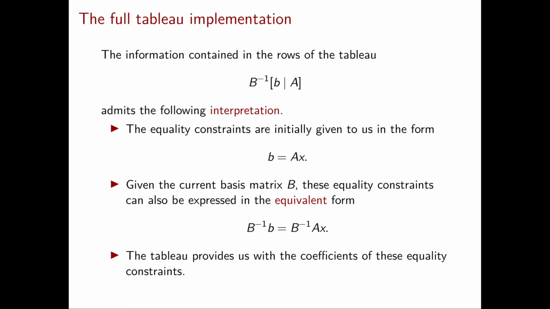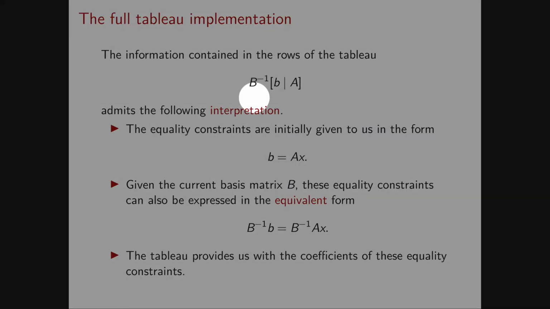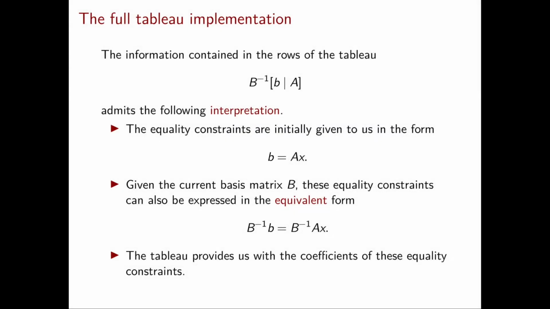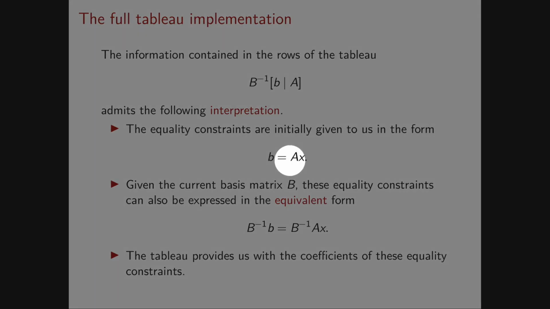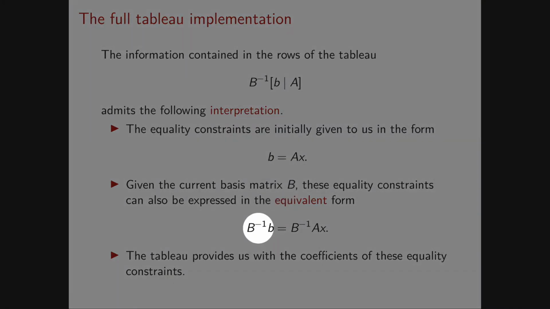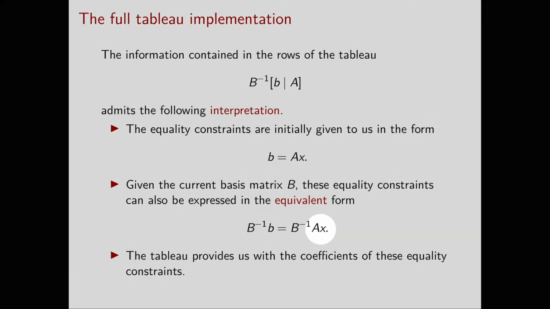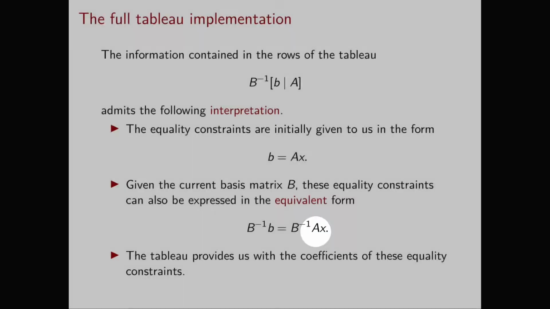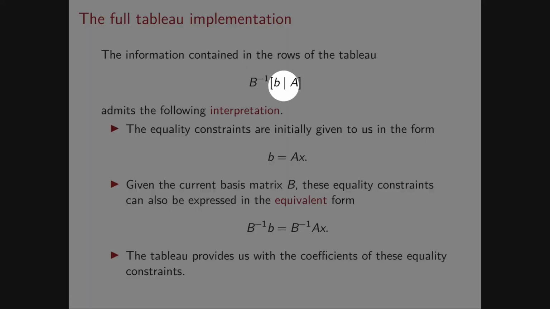Remember that in our original linear programming problem, we're given the equality constraints Ax equal to b. Now pick our current basis matrix B, which we know is invertible, and multiply the system of equations on the left by B inverse. We obtain this system: B inverse b is equal to B inverse Ax. Now the coefficients of this system of equations is exactly our simplex tableau.